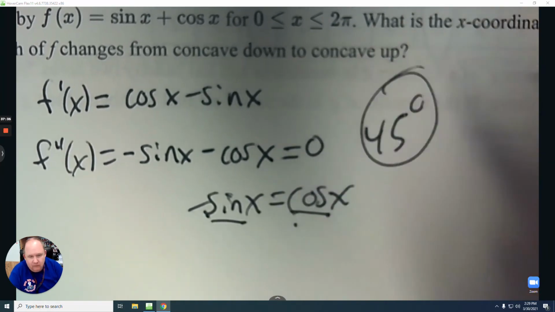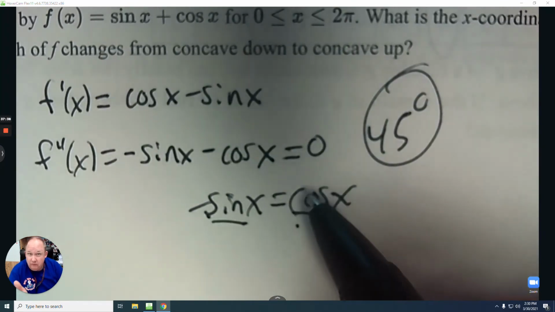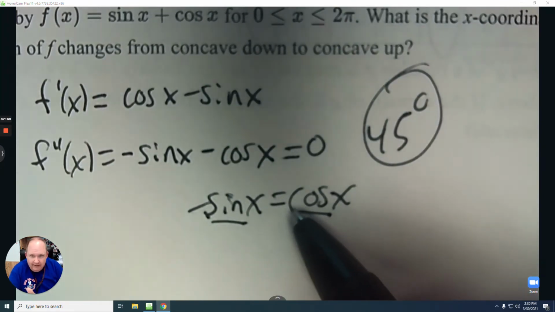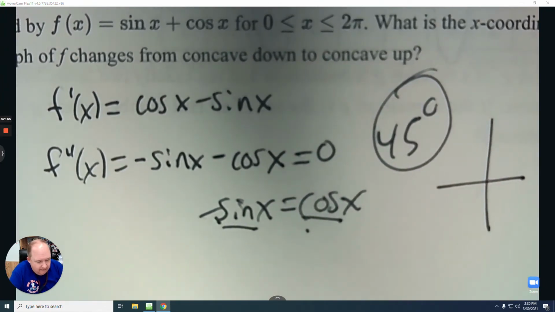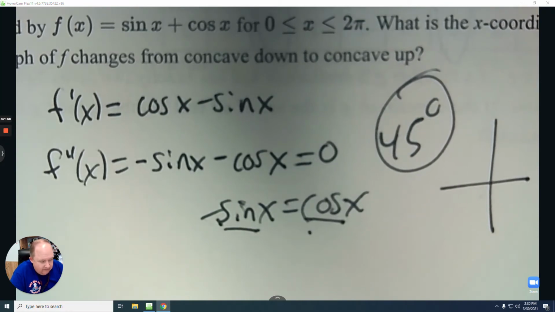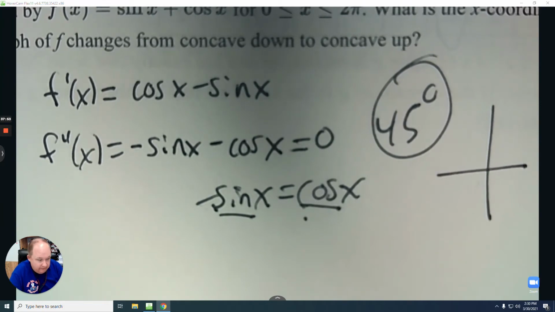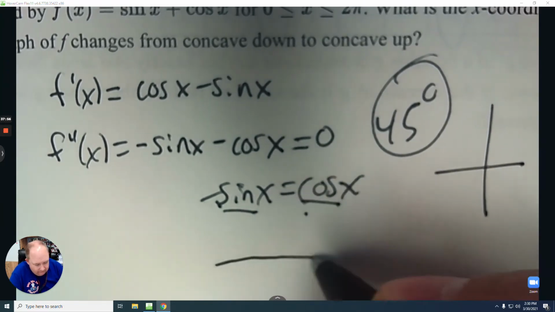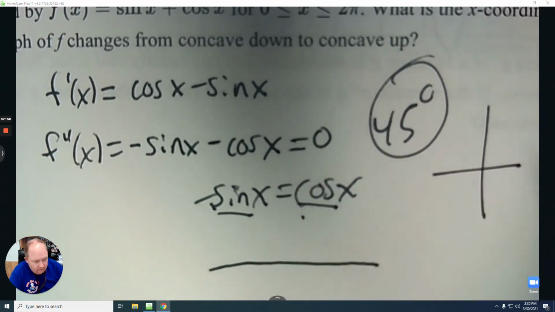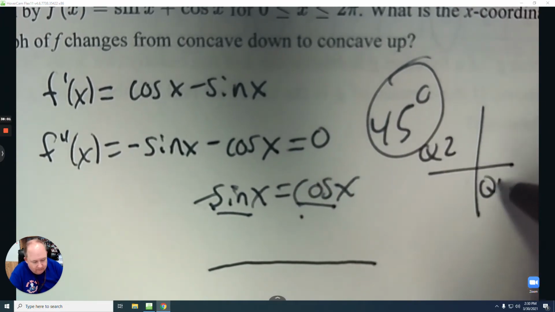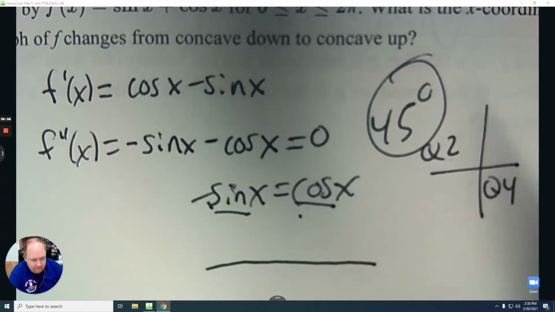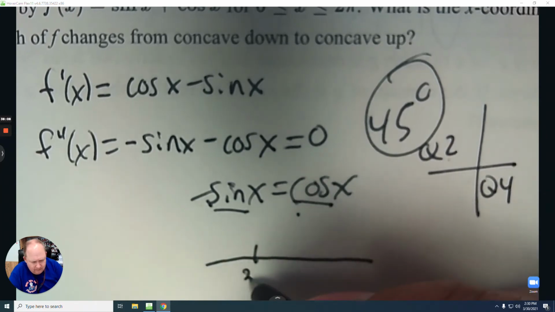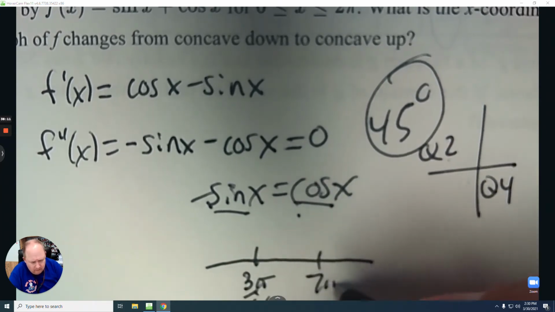So I'm trying to figure out what angle gives the same value, but one's negative and one's positive. This is going to be a 45-degree angle, because at 45 degrees, they have the same y-coordinate, but one's negative and one's positive. And it says, what is the x-coordinate to go from concave down to concave up? So we're looking at quadrant number 2 and quadrant number 4, where sine and cosine, one's negative, one's positive. So that would be 3 pi over 4 and 7 pi over 4.